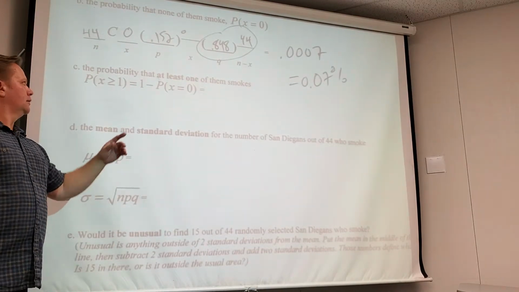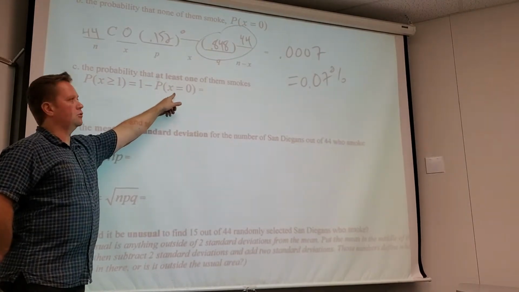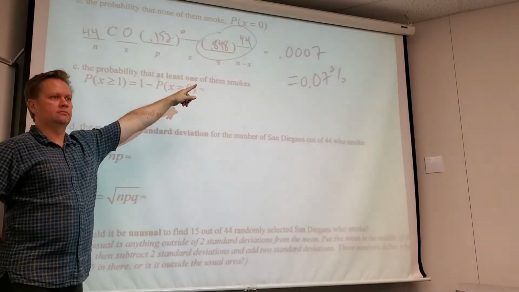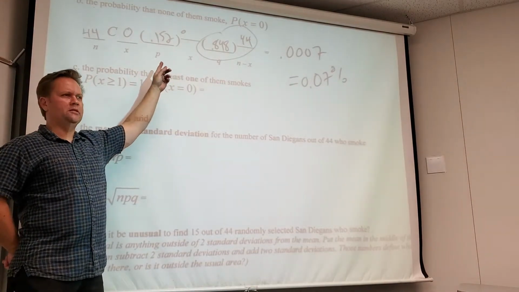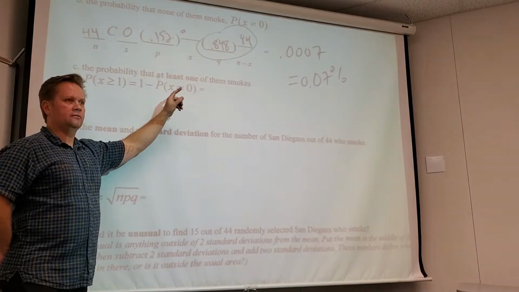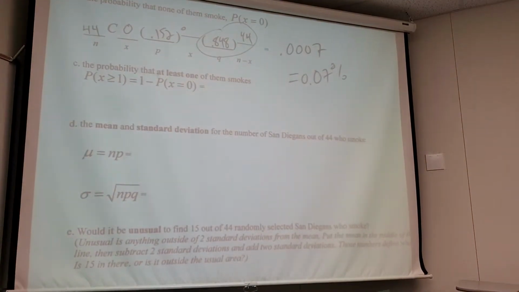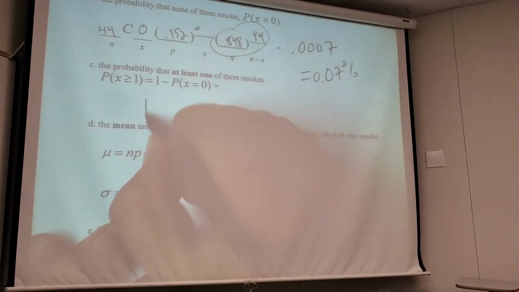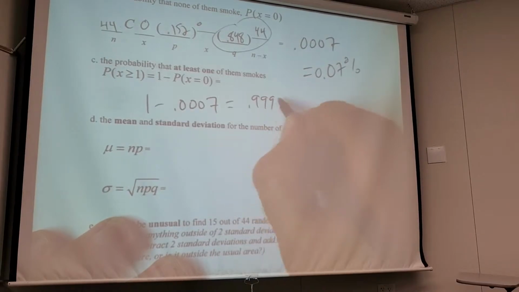I'd much rather do 1 minus the opposite because there's only one way. I've already done it. There's the opposite situation, right? 1 minus 0.0007. It's like the cheap James Bond or 007. So 1 minus 0.0007 is, make it 9, make it 9, make it 9, make it 10.